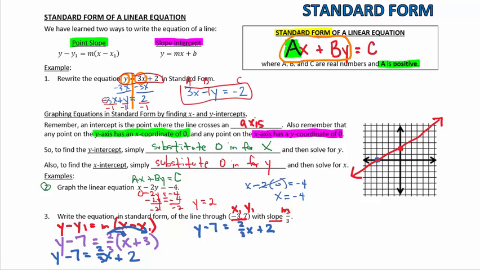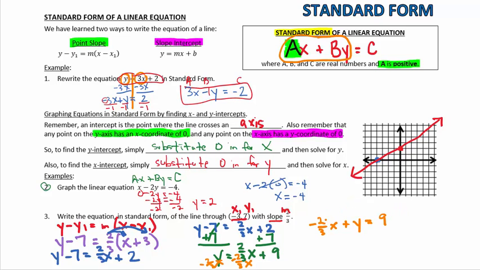Now the next thing I want to do is move this minus 7 by adding 7 to both sides. And those cancel, and I get y equals 2/3 x plus 9. And now I want to move the 2/3 x over to the left side like I did above. So to do that, I subtract 2/3 x on both sides. And that gives me negative 2/3 x plus y equals 9.